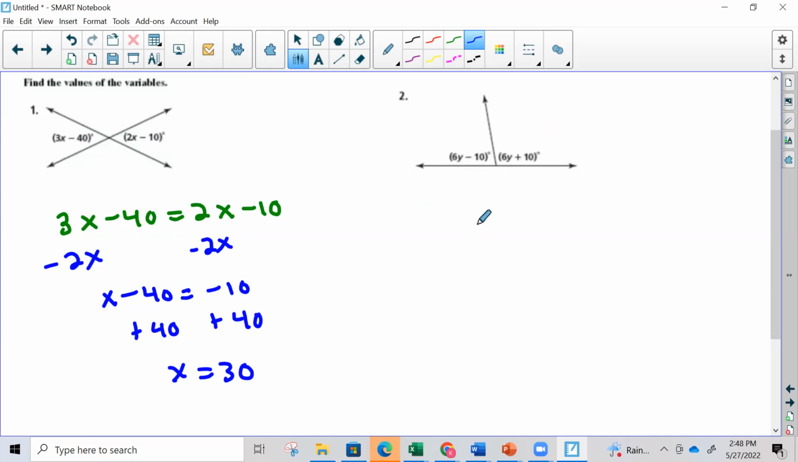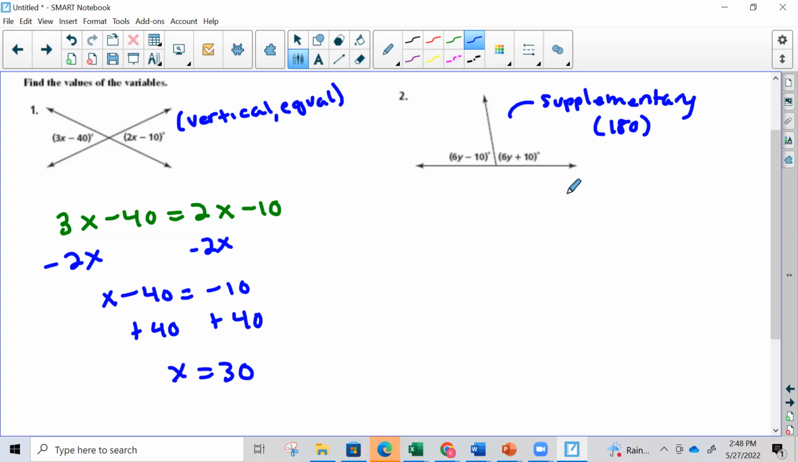Now, number 2, we have 6y minus 10 and 6y plus 10, but these are not vertical angles. These are two angles that form this straight angle. And so these two angles are supplementary. Okay, which means again that they add up to 180 degrees. Okay, these were our vertical pair. And vertical means that they're equal or congruent.